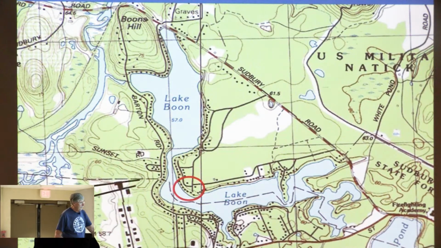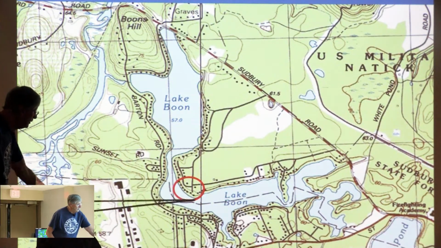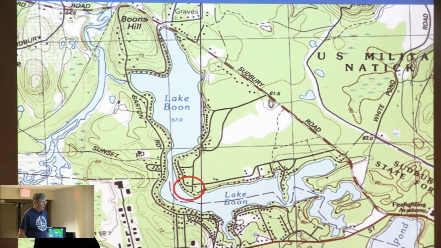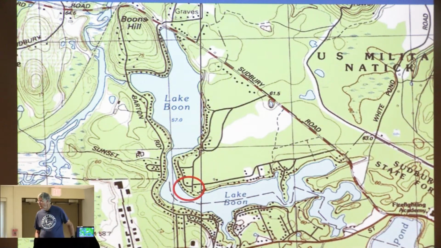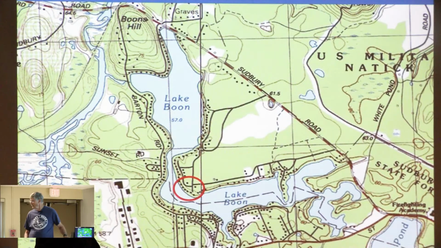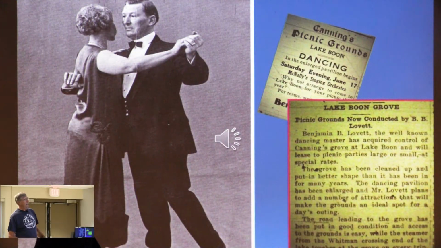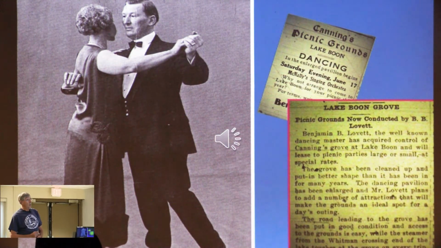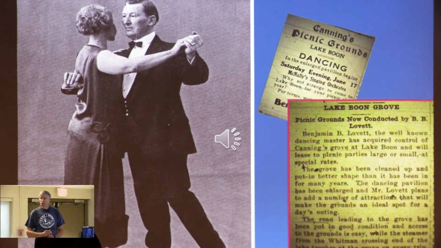Okay, so-called Indian Point or Canning's Grove, so-called, what was it, Blind Curve? Didn't somebody ask about that at the, yes, at the Lake Boone Commission meeting? This was run, among others, by Benjamin Lovett. Benjamin Lovett was a very interesting man.